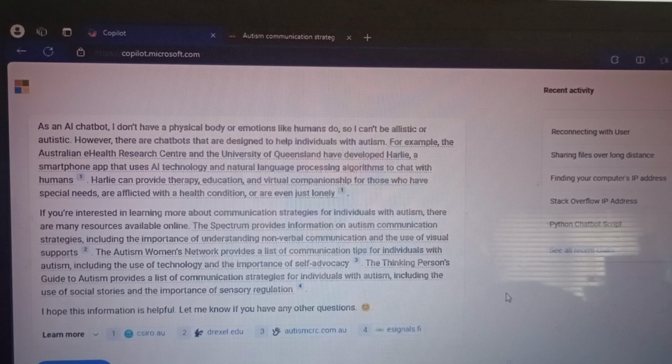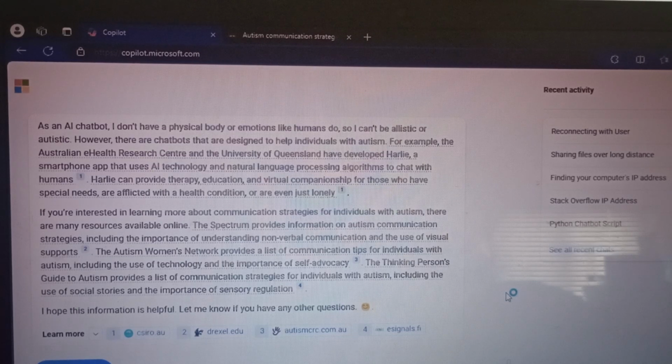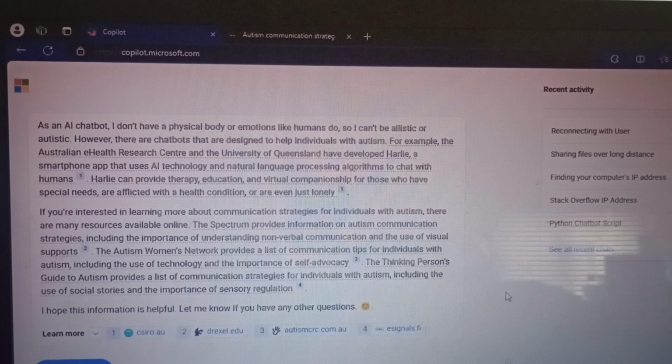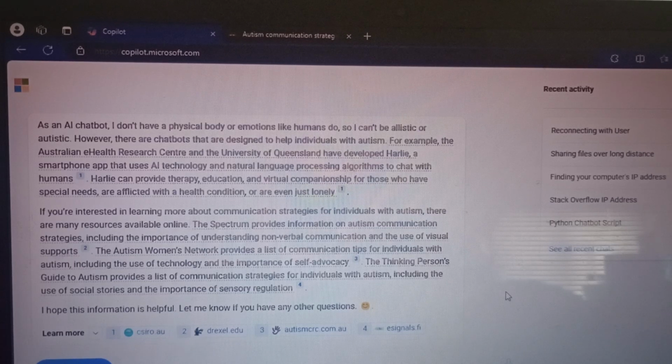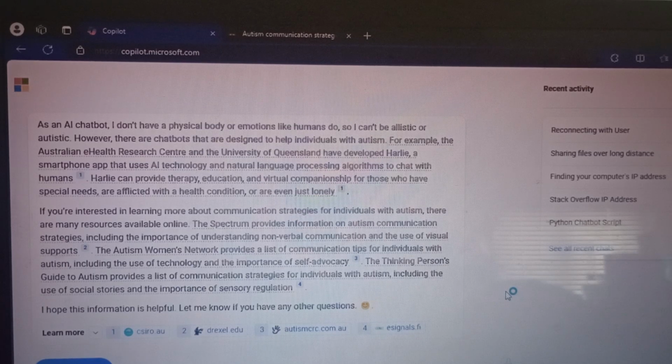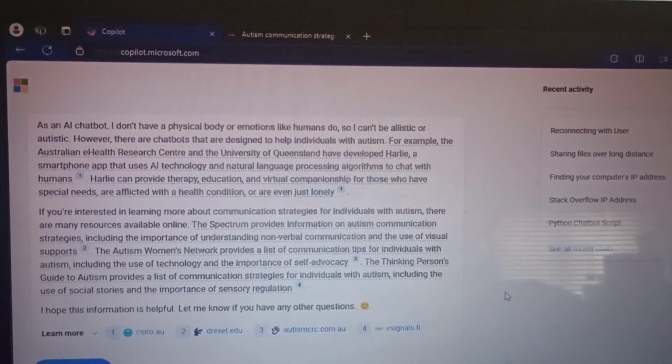If you're interested in learning more about communication strategies for individuals with autism, there are many resources available online. The Spectrum provides information on autistic communication strategies, including the importance of nonverbal communication and the use of visual supports. The Autism Room and Network provides holistic communication tips with individuals with autism, including the use of technology and the importance of self-advocacy. The Thinking Person's Guide provides holistic communication strategies for individuals with autism, including use of social stories and the importance of sensory regulation. I hope this information is helpful. Let me know if you have any other questions.